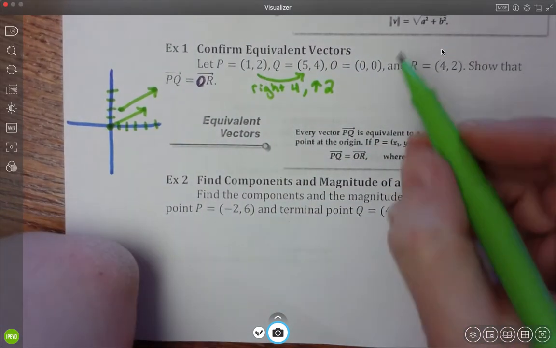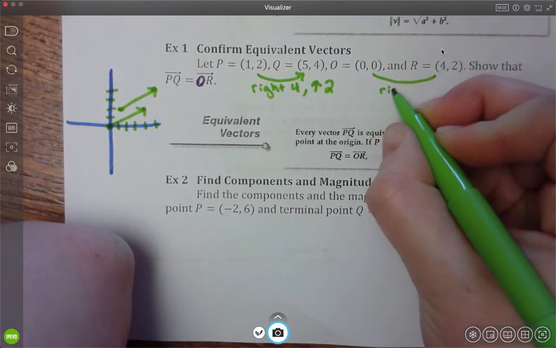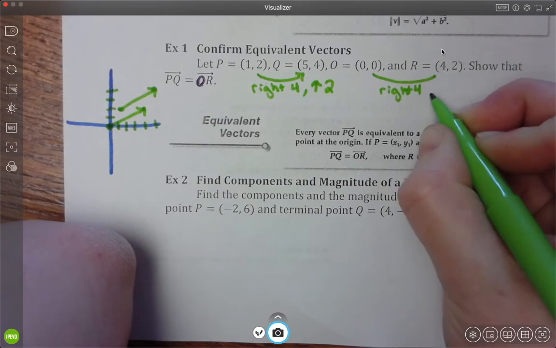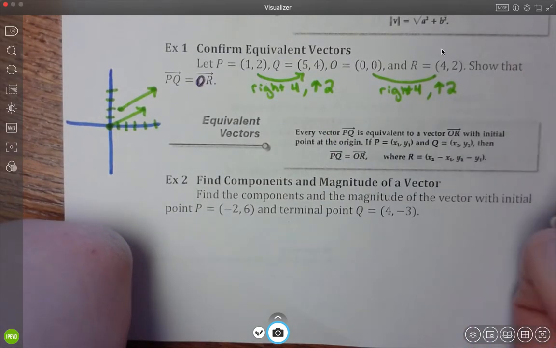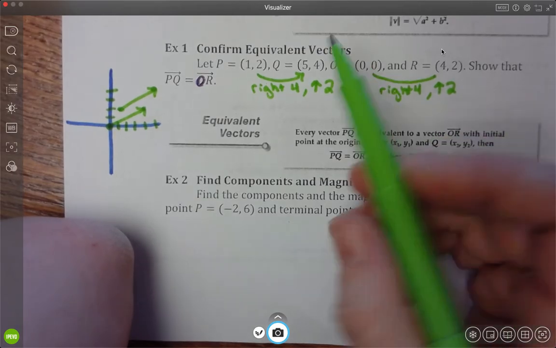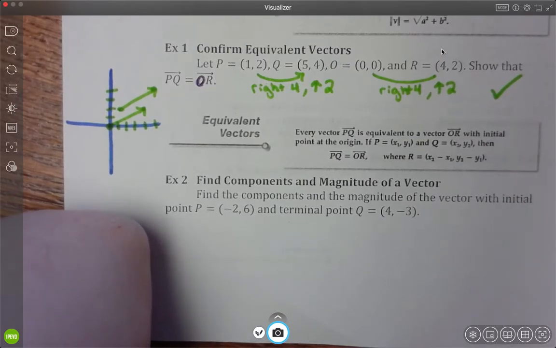So let's look at this one. From 0, 0 to 4, 2, it is going to the right 4, and it's also going up 2 units, okay? And as long as that's happening, it doesn't matter where they're starting and ending, as long as they're going the same direction for the same amount, they both will be equivalent vectors. So we have just shown that they are both equivalent, okay?